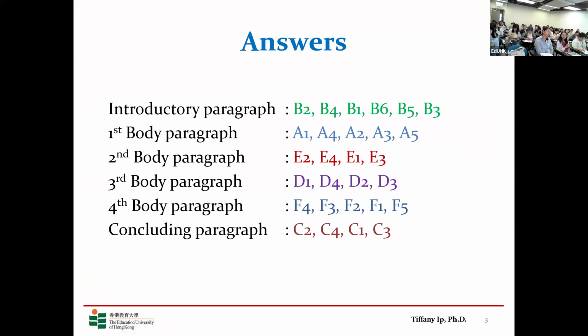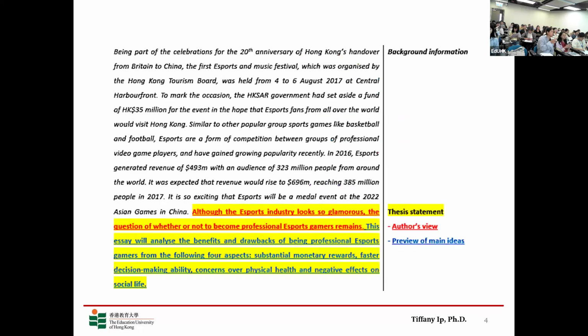So let's look at the tricky introduction together. I think this is a little tricky because there are 6 sentences, right? So there are more things to deal with. But then the organization is actually like this, right? This is how the introduction looks after being arranged.